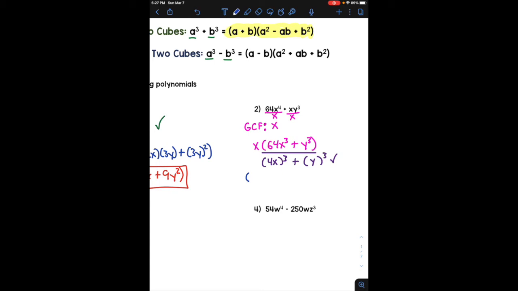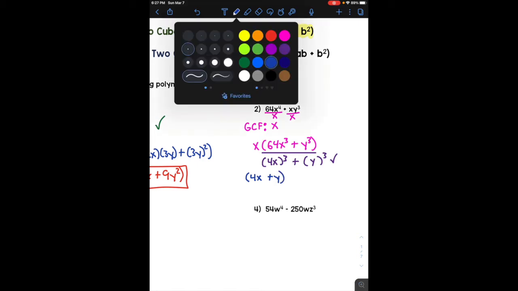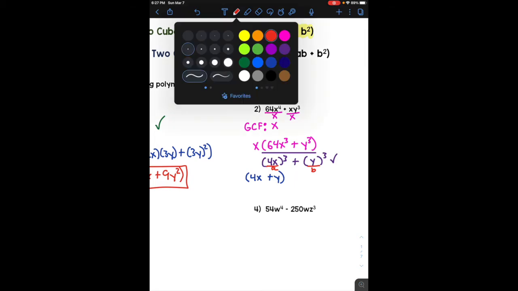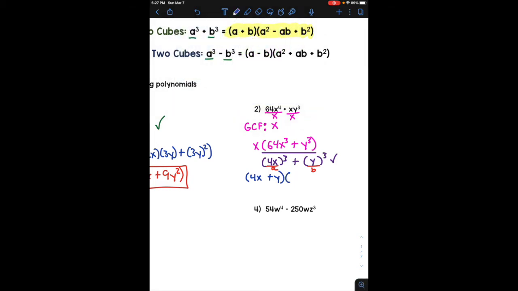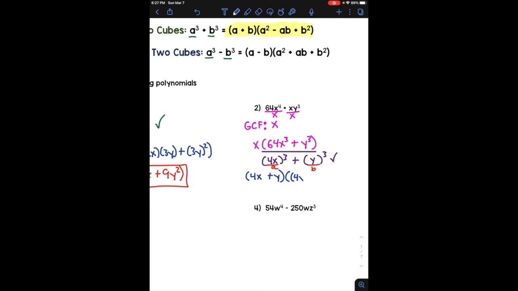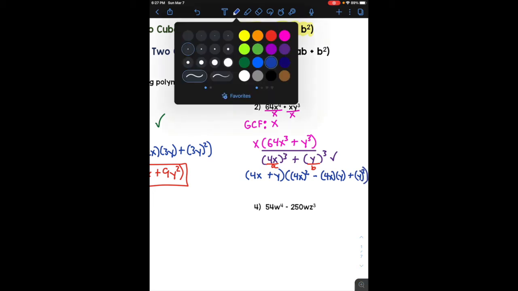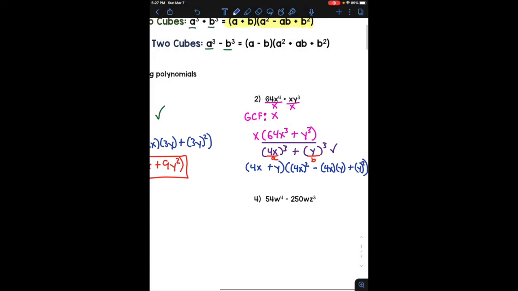The first factor, A plus B, would be 4x plus y, where in this case, A is the 4x and B is the y, times A squared, which is (4x) squared, minus A times B, which is 4x times y, plus B squared, which is just y squared. Just like the first problem, let's go ahead and simplify that second factor.